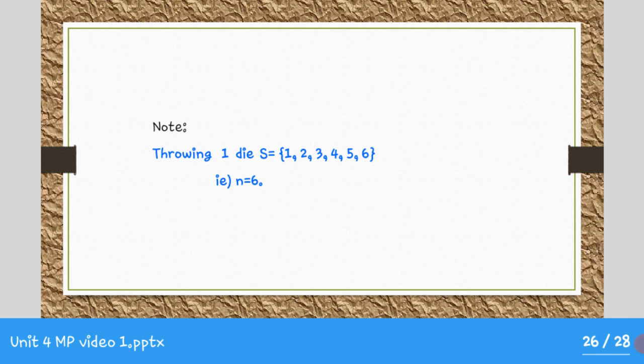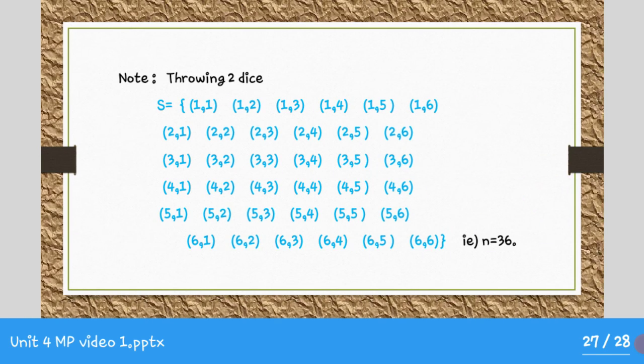Next note is likewise for dice. Throwing the first die, we get the sample space 1, 2, 3, 4, 5 and 6. The total number of exhaustive events is 6. Throwing 2 dice, we already know our sample space of 2 dice. Here we have 36 sample outcomes. This is called our sample space of 2 dice.